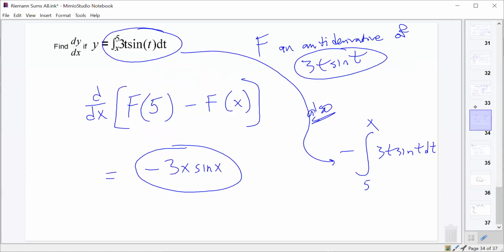So where did it go? This 3t sine t, there was a 3 in front of that, right? I could have taken that 3 out of the integral, done all the work, and then multiplied my answer by 3, and we would have got the exact same thing. Good?